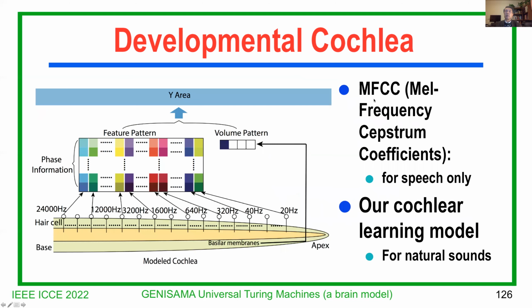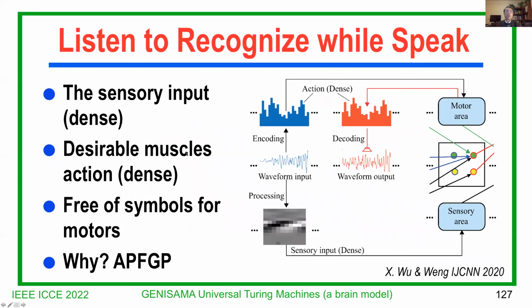Another concept is that it is dense, generated from the signal automatically. We do not use MFCC because MFCC is for human speech only. We want to learn any sound, so we use a cochlea learning model for natural sound. In the cochlea, the base has a sensitivity to high-pitched sound, and the apex has a sensitivity to low-pitched sound. We modeled a system that learns while it recognizes.